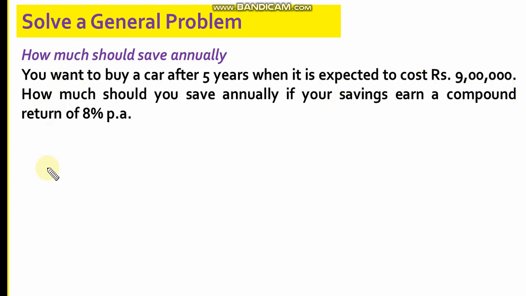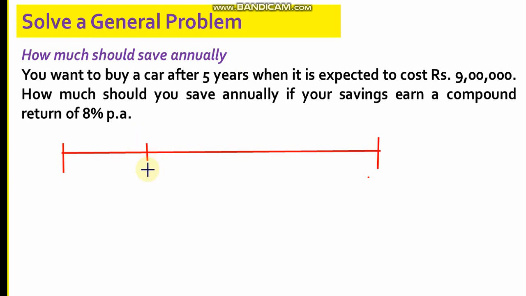Right? So once we draw the timeline, we can understand that my desire is to buy a car. At this point I want to buy a car when it is expected to cost 9 lakhs. When it is expected to cost 9 lakhs, that means the value is accumulating in the future, where I'm standing here today. And my desire is to buy the car after 5 years. So this is 1, 2, 3, 4, 5.